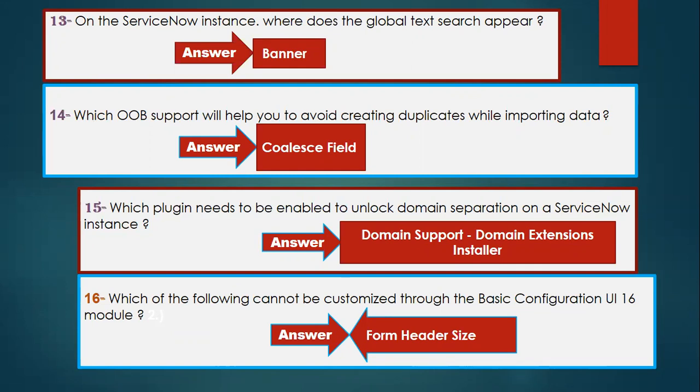Question number 14. Which OOB, out of box, support will help you to avoid creating duplicates while importing data? The answer would be coalesce field. It's kind of for those people who have worked on SQL or database related things. They are aware of the primary key, foreign key, that kind of thing.